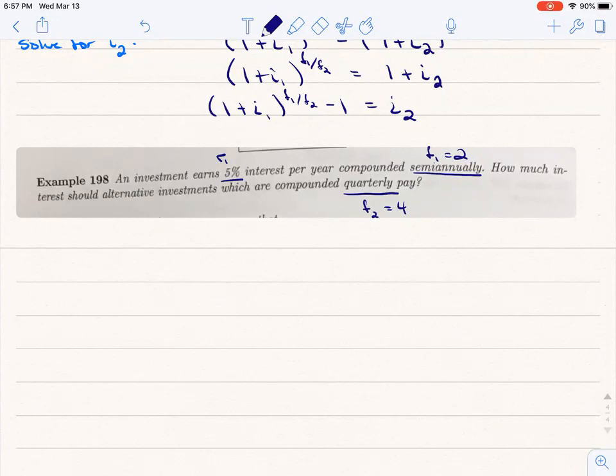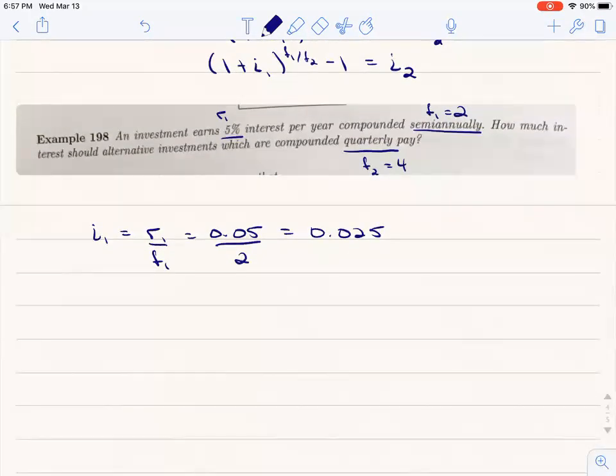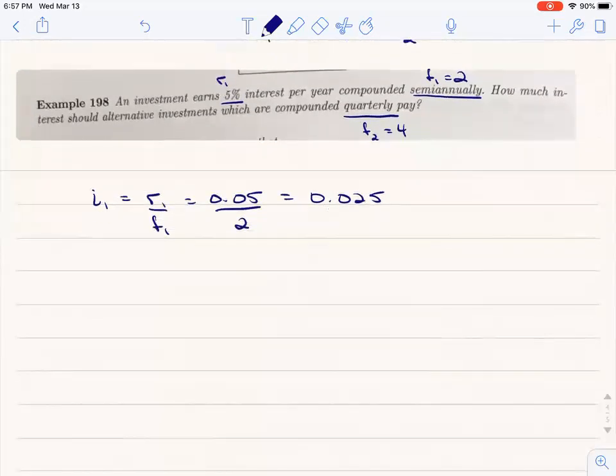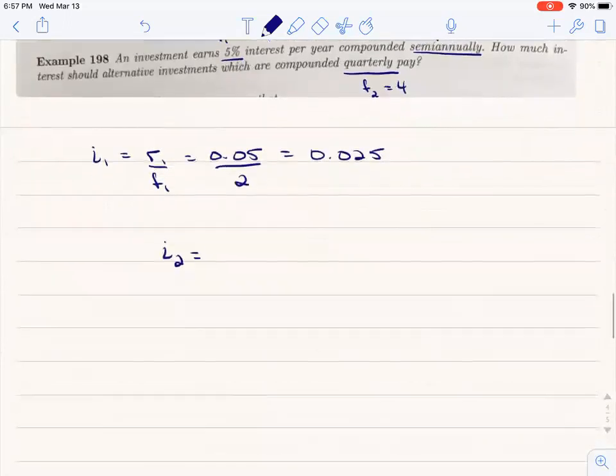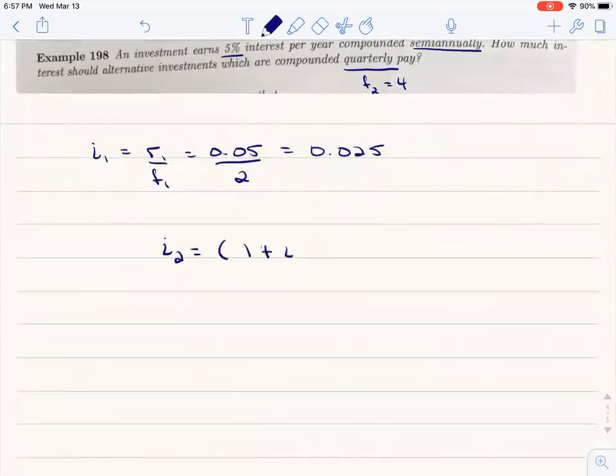So what we're going to do is, okay, we're going to calculate I1. I1 is R1 over F1, which is 0.05 over 2, so 0.025. That's your first periodic interest rate. And then we're going to calculate I2. I2 is 1 plus I1 to the power of F1 over F2 minus 1.